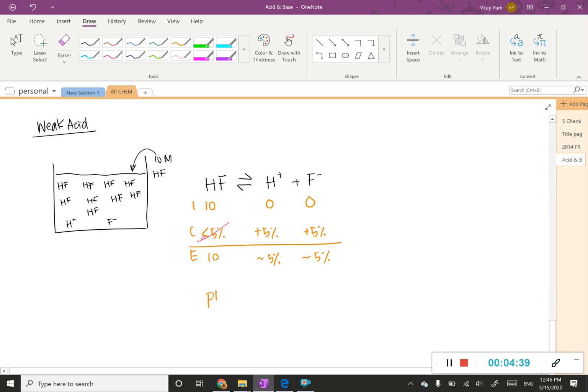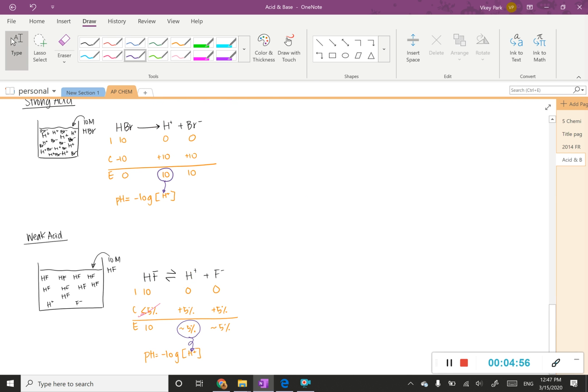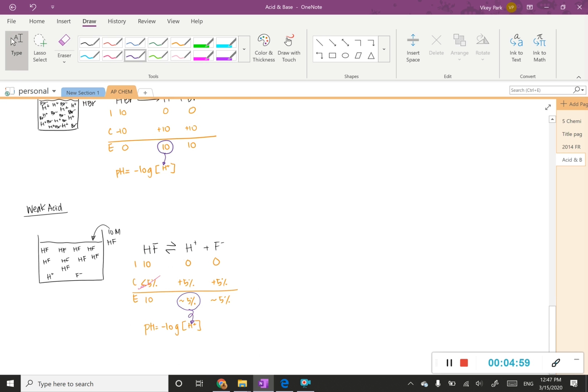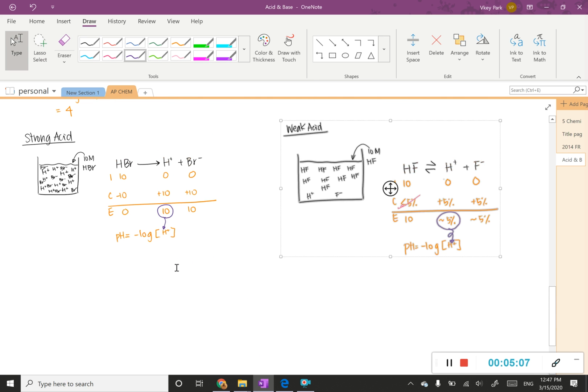So if I were to plug it into my pH equation, again, I barely made any solo boys and solo girls. So that number is going to be very, very, very low. Does that make sense? Now let's continue and talk about them in regards to the Ka values. Let's talk about them in the Ka value scenario.